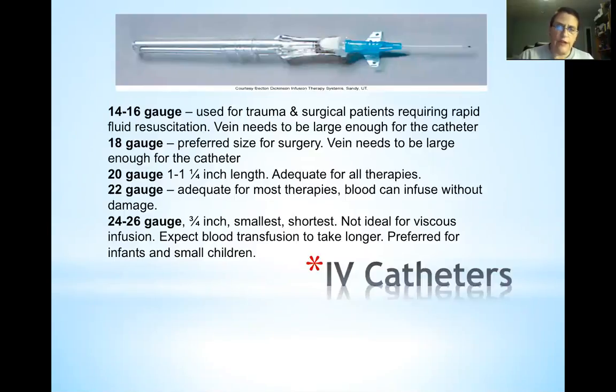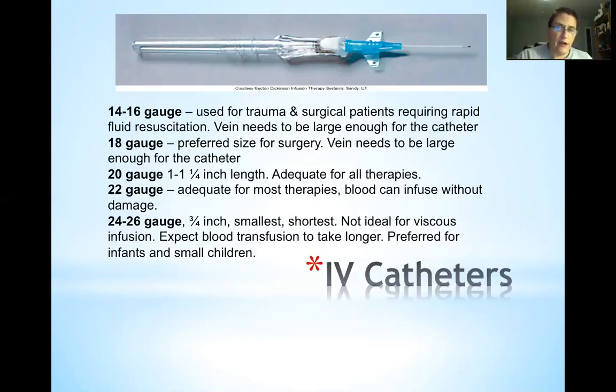So when we're looking at IV catheters, I've got a picture of a typical IV catheter at the top of your screen. 14 to 16 gauge catheters are usually used in trauma and ER. Sometimes they're put in the surgical areas, but typically we don't use those on the floor. They're used for running in fluids at a high rate of speed, resuscitation speed.